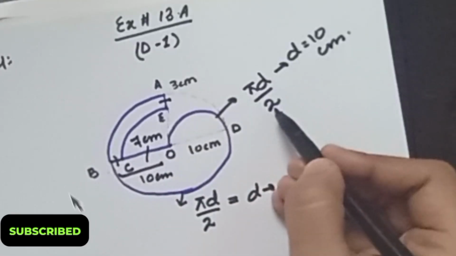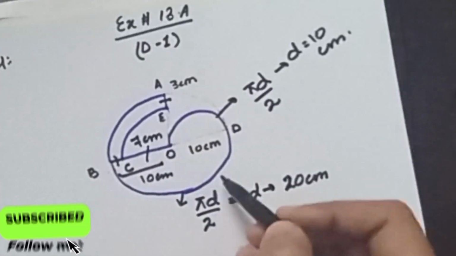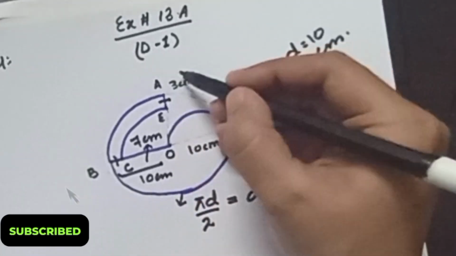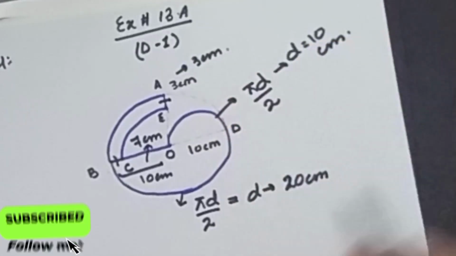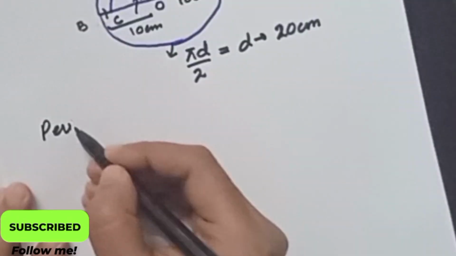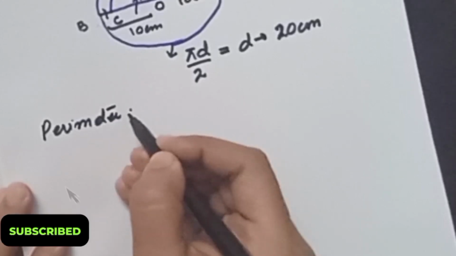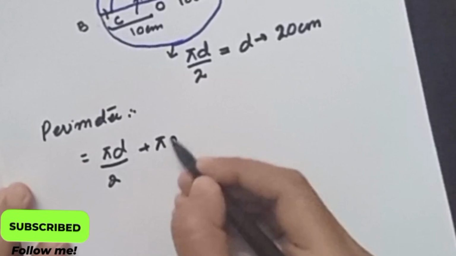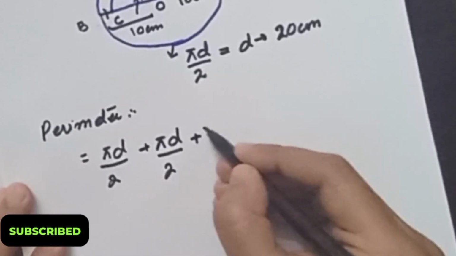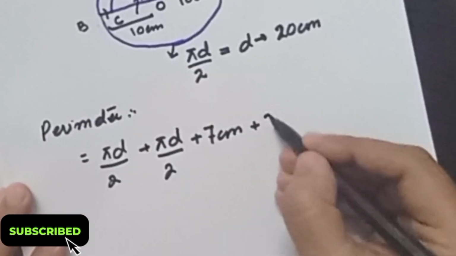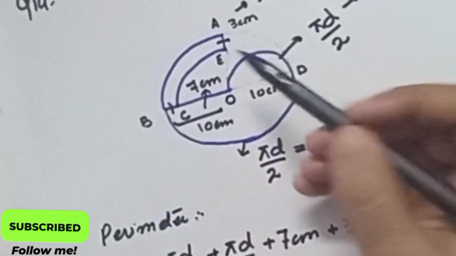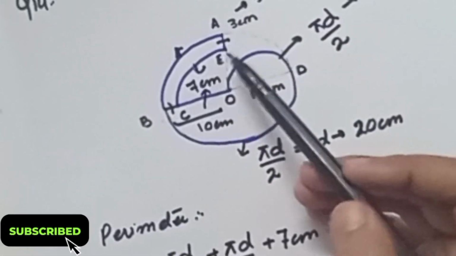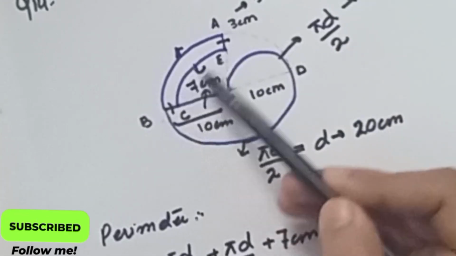So we can say pi d over 2 plus pi d over 2 for these parts, and this part is 7, and then this one is 3 centimeter. So for the perimeter, we can say pi d over 2 plus pi d over 2 plus 7 centimeter plus 3 centimeter. Only two parts are remaining, this one and this one.